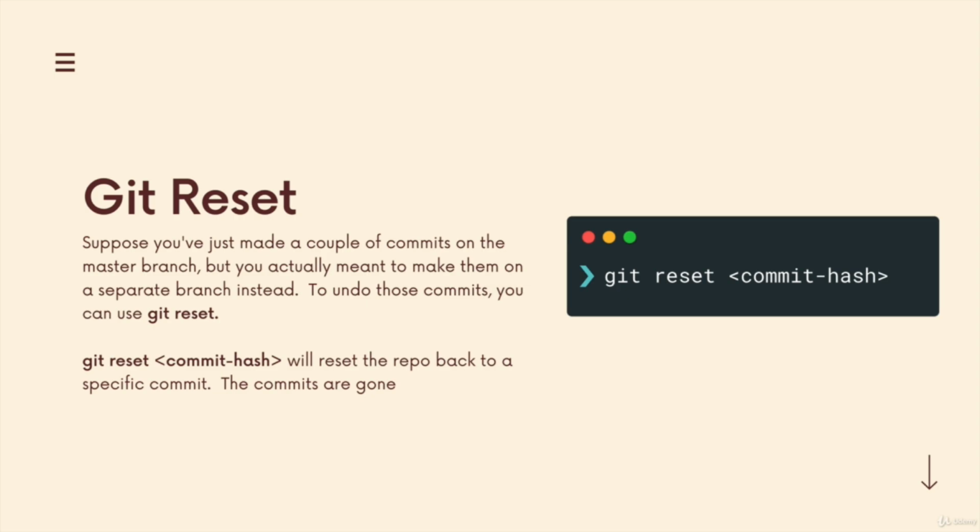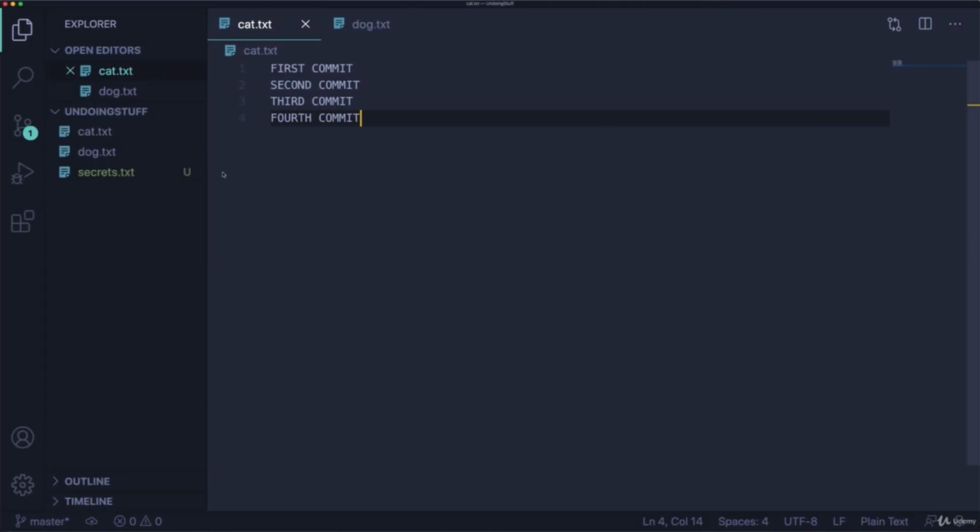And there's two flavors, two varieties I'll show you. There's regular reset and then a hard reset. And we're going to start with, I guess, the plain old regular reset. I don't know if anyone calls it that, but that's what I'll call it. Plain reset. It looks like this: git reset and then a commit hash. And this will reset our repository back to whatever that commit hash is. Let me demonstrate this with our really boring cat, dog, first, second, third, fourth commit.